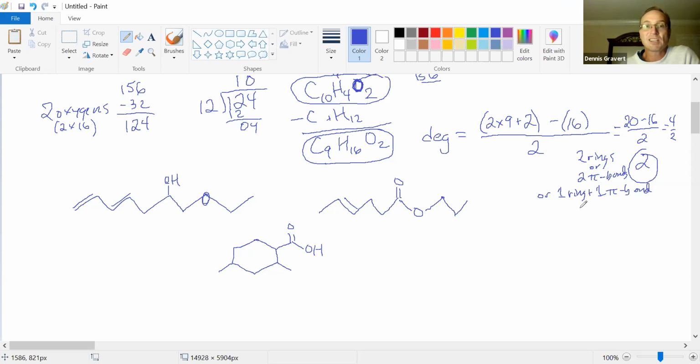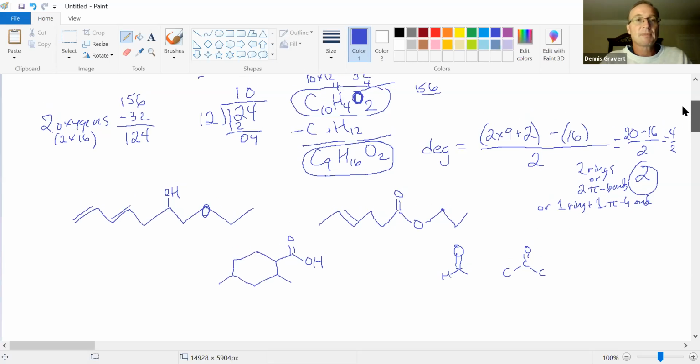That's my 2 degrees of unsaturation. That should work. 6 carbons in a ring, 7, 8, and 9. 2 oxygens, we're good. And there's lots of other molecules you could draw for full credit. But once you're done with this one, just double check your functional groups: carboxylic acid, ester, ether, alcohol. We could have had an aldehyde. We could have had a ketone. So there's other structures that could have been drawn for full credit.